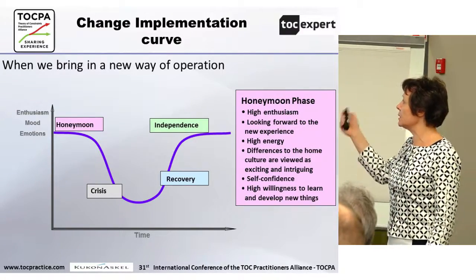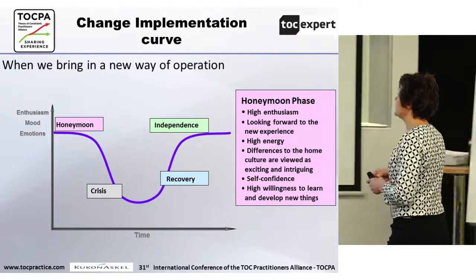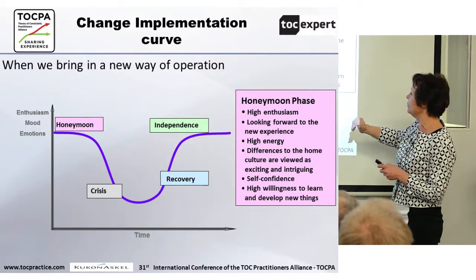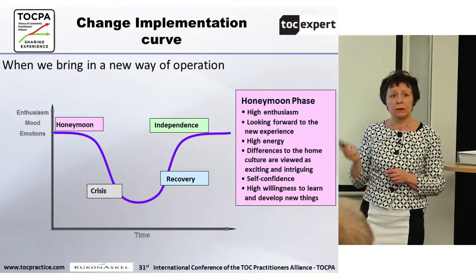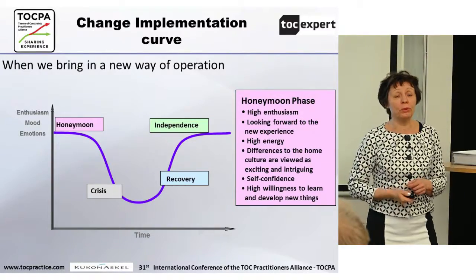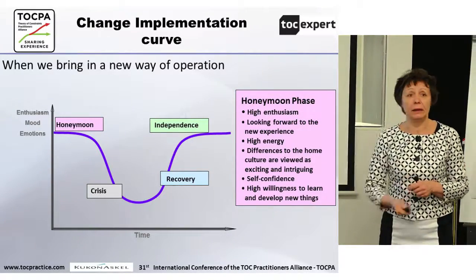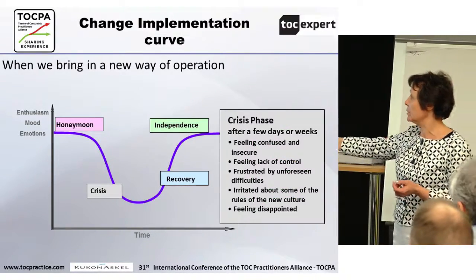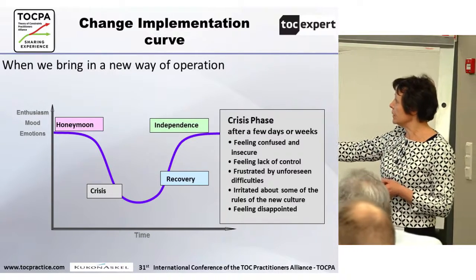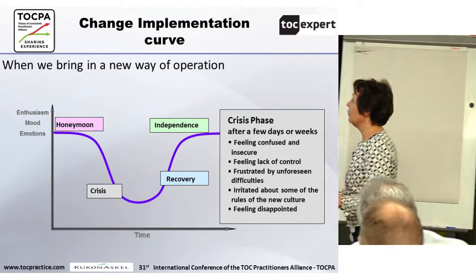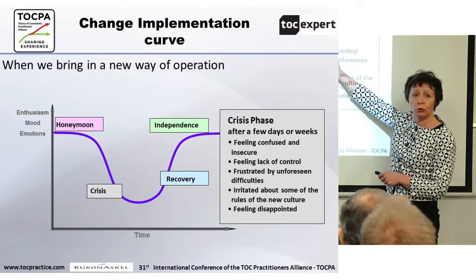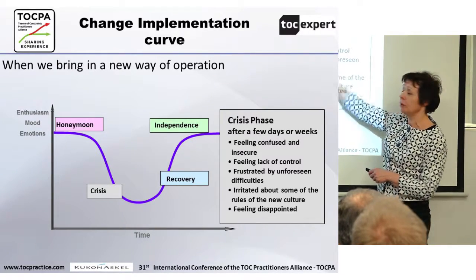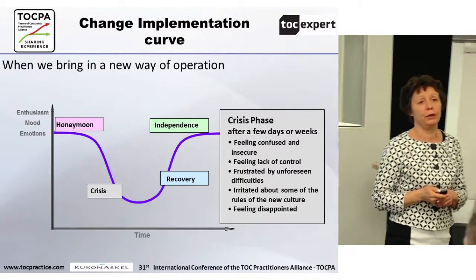So just the honeymoon phase: high enthusiasm, looking forward to the new experience, high energy, differences to the home culture are viewed as exciting and intriguing, self-confidence, high willingness to learn and develop new things. The moment the reality starts bringing in unexpected or unforeseen difficulties, the mood changes. And what we see, a crisis phase after a few days or weeks, feeling confused and insecure, feeling lack of control. They are the main things that bring people to crisis. People feel insecure because they do not have full control over the situation.